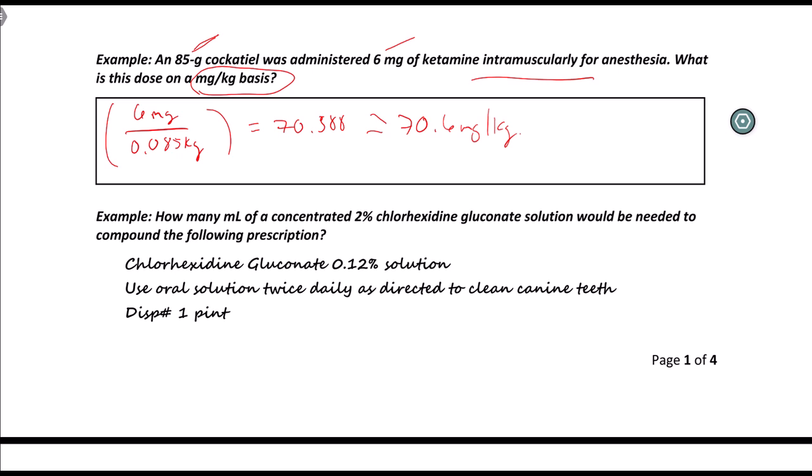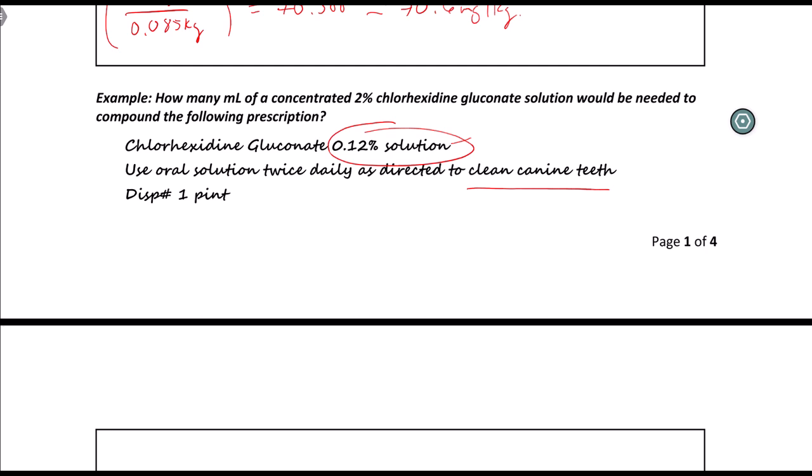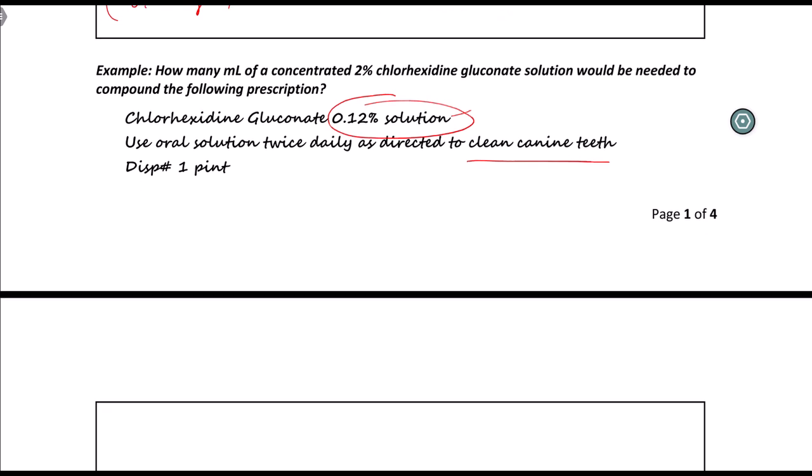The next example is one that we have seen before. And again, it's just a change in who the patient is. So this is for a canine. So it's a dog who we're trying to improve their oral health, and this is a chlorhexidine gluconate solution. And we are looking to make a 0.12% chlorhexidine gluconate solution. Right? So let's say we weren't able to get it commercially. How can we make this, if we have a bottle of 2% chlorhexidine gluconate? So it says how many mLs of this.